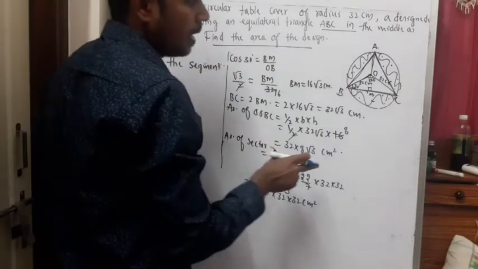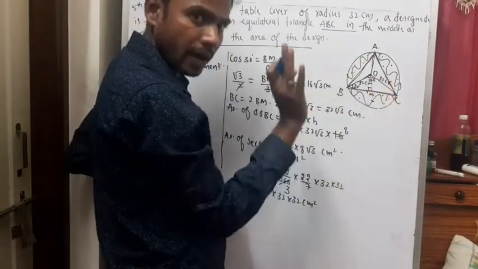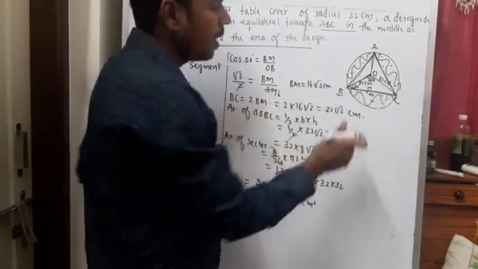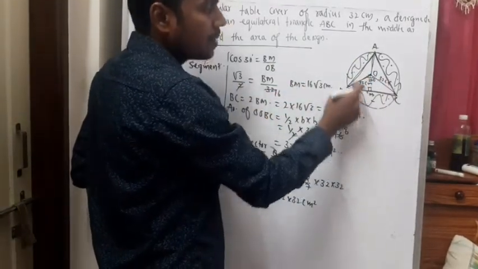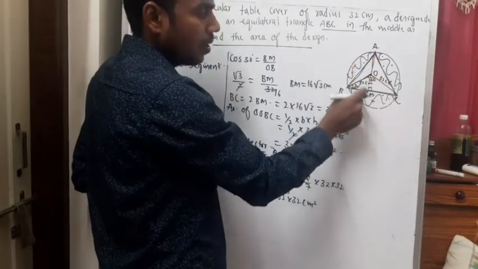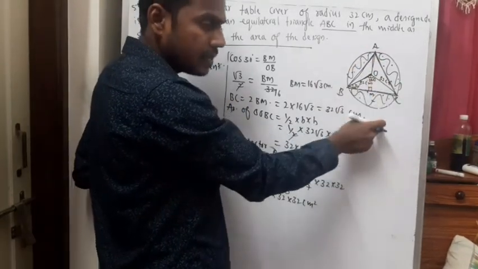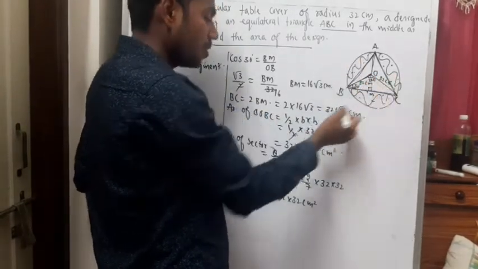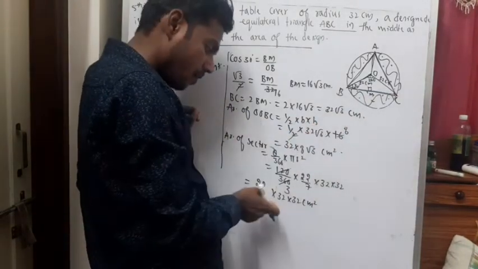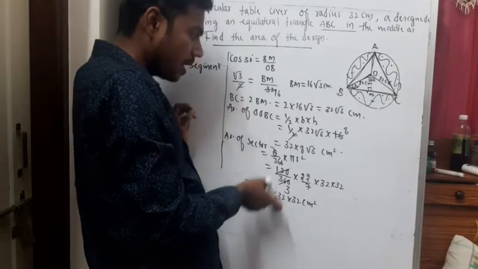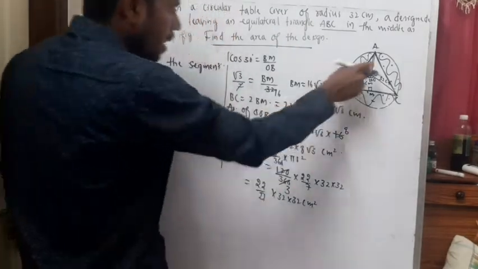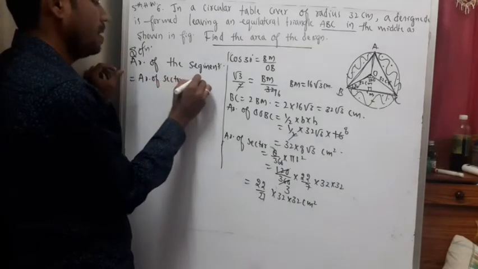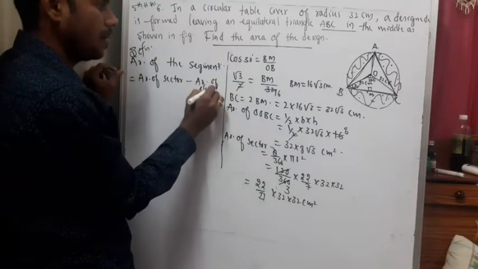What we are basically doing is finding the area of this design. Since it is an equilateral triangle, the circle will be divided into 3 equal segments, and the central angle will be 120 degrees. So the area of this design is equal to 3 into the area of this minor segment. To find the area of the segment, first I need to find the area of the sector, and from it I need to remove the area of the triangle. I have found both. So the area of the segment is equal to area of sector minus area of triangle OBC.